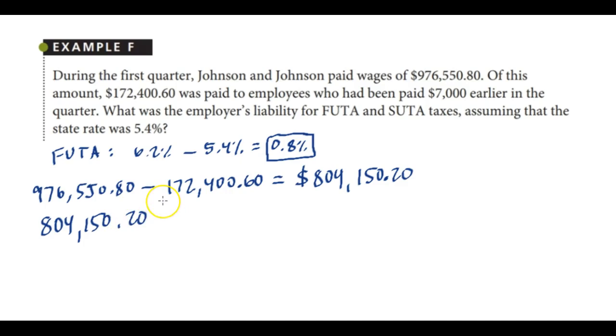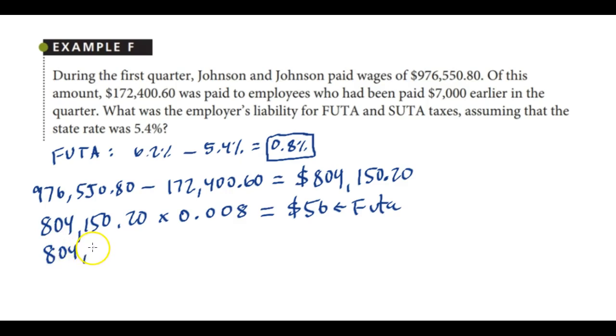All right, so we're going to take the total amount, 804, well, that's remaining, and we're going to multiply that by the respective percentages. So the amount for FUTA, we have 0.8%. So converting that to decimal form, that's 0.008. We multiply that to figure out the FUTA tax, and that comes out to $56 for FUTA. And then we're going to take that same amount, 804,150.20, and we're going to multiply that by the SUTA rate, which is 0.054, which is 5.4% in decimal form, and that comes out to $378. That is the SUTA tax.